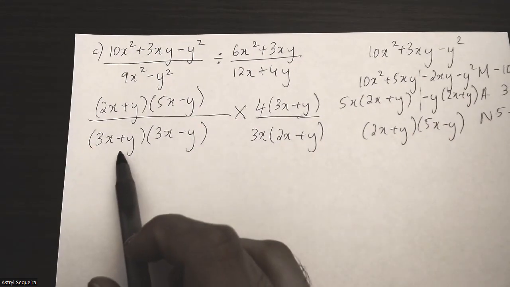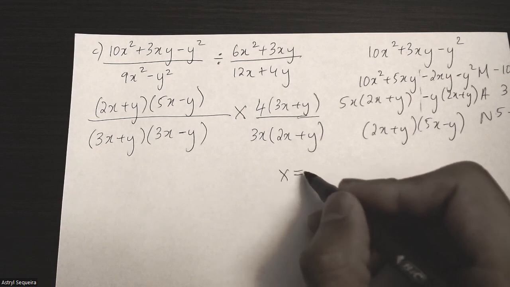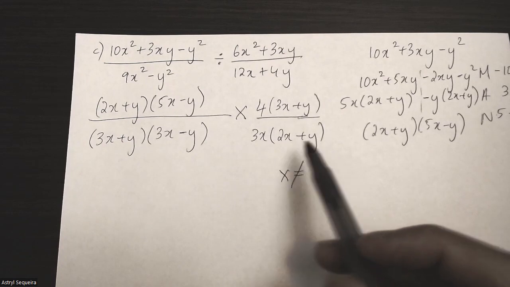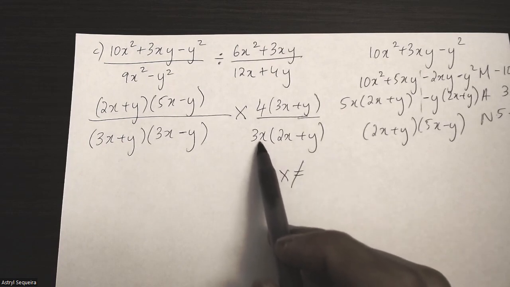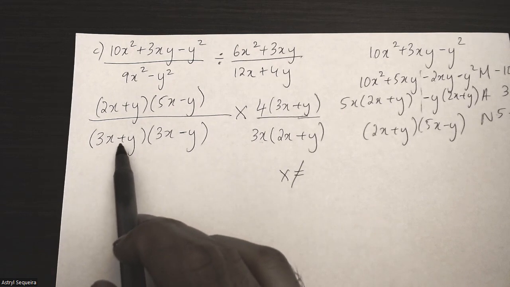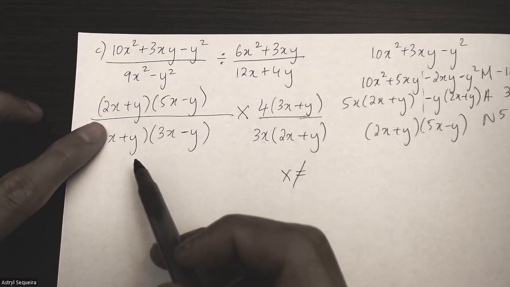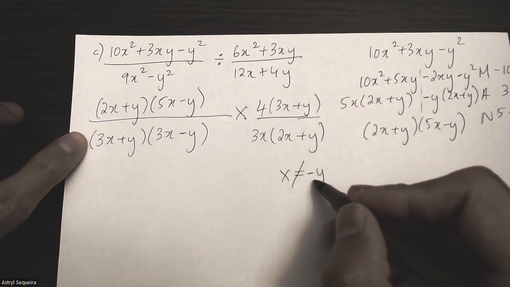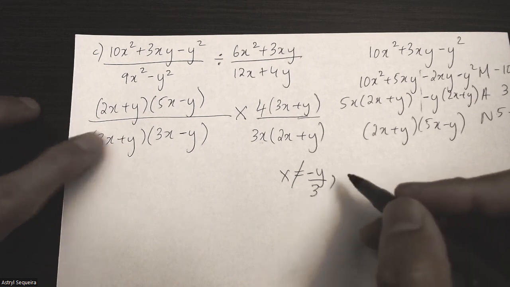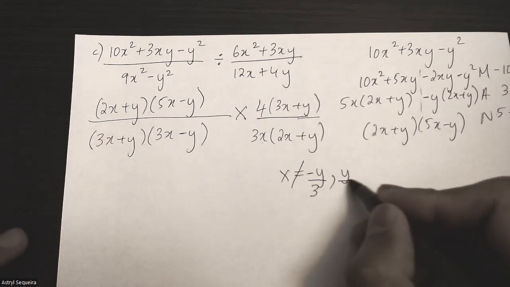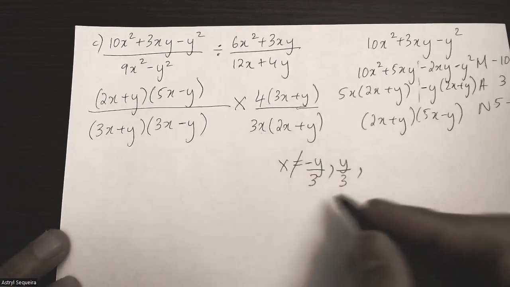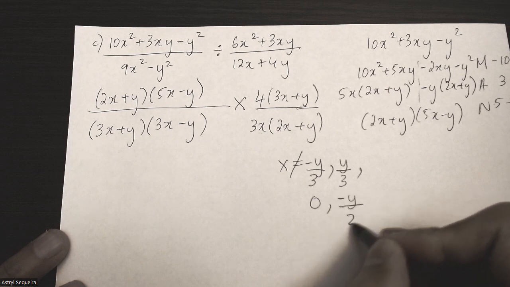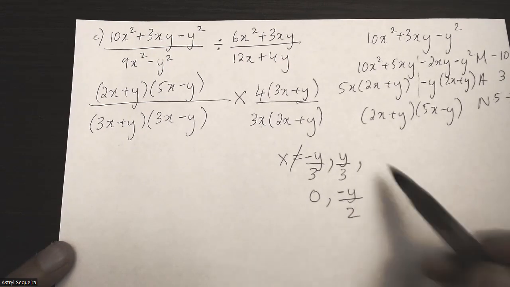So now I can state my restrictions. You can either do restrictions for x or y in this question, but I'll pick x because I also have a unique solution for x over here. So when I'm starting over here, x cannot equal -y over 3, since I'm just dividing by this number. Over here, x cannot equal +y over 3. Over here, x cannot equal 0. And over here, x cannot equal -y over 2. Those are all my restrictions.